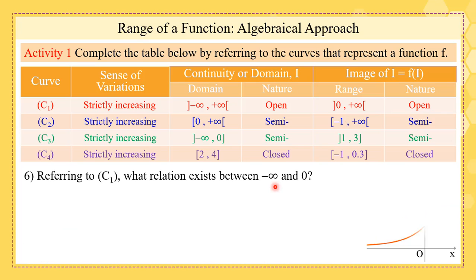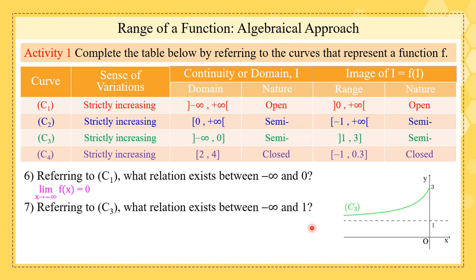Now referring to curve 1, what relation exists between -infinity and 0? Now here we cannot say that f of -infinity is 0 because the interval is open, but we can say that the limit of f of x as x tends to -infinity is 0.